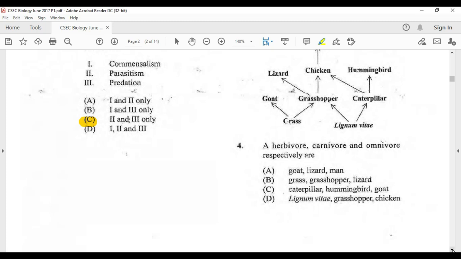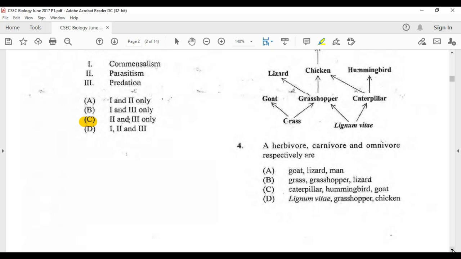Question number four. A herbivore, a carnivore, and omnivore respectively are. So we want to identify herbivore. Herbivores are going to be all those organisms that are immediately above the producer, which would have been caterpillar, grasshopper, and goat. Now the carnivores would have been those organisms that are immediately above our primary consumer, which would have been here the hummingbird, cricket, and lizard. And then omnivore would have been an organism that is eating both plants and animals.